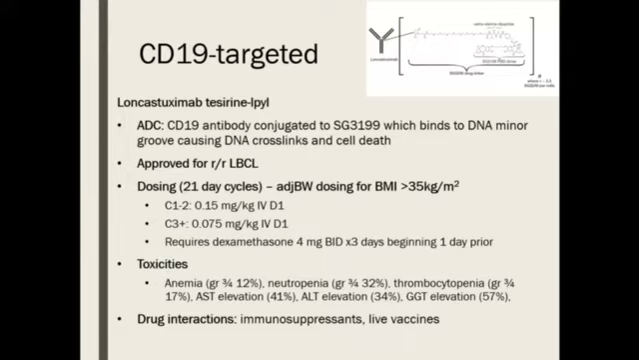Toxicities are on the slides. I did call out grade 3 and 4 hematologic toxicities. We expect some pretty bad hematologic toxicities here. Grade 3 and 4 anemia is 12%.